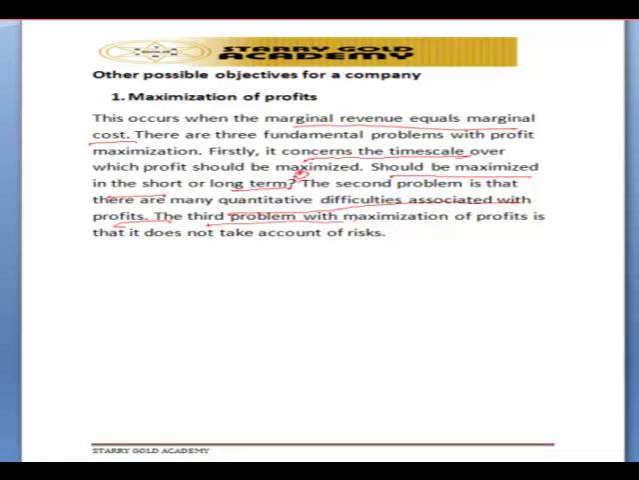Number three, maximization of profit does not take account of risk in terms of inflation that might occur. Taxation issues will be factored in, but major risk like inflation and so on.